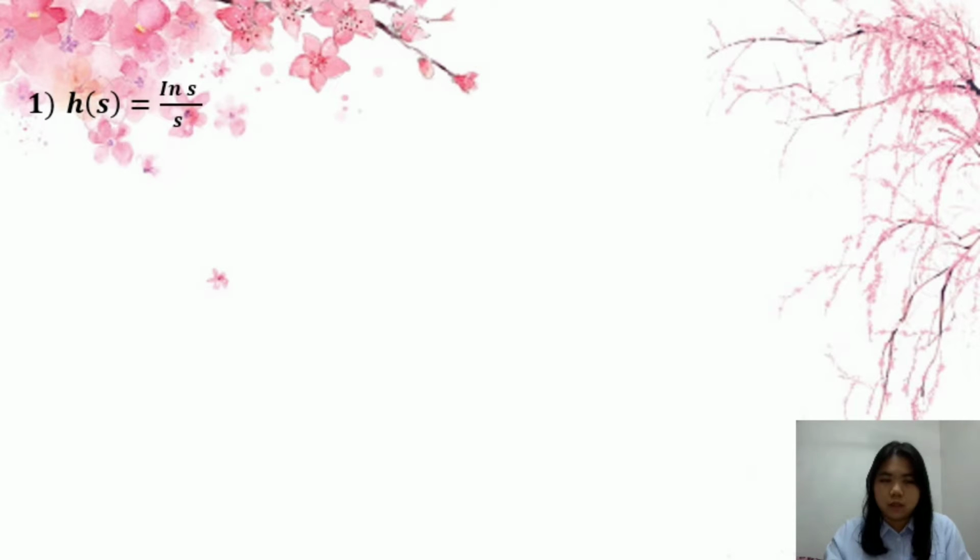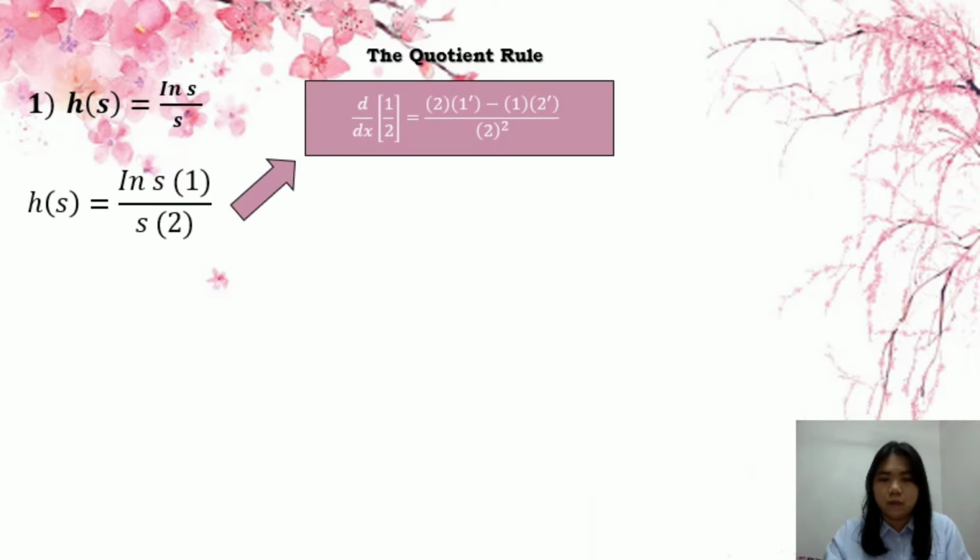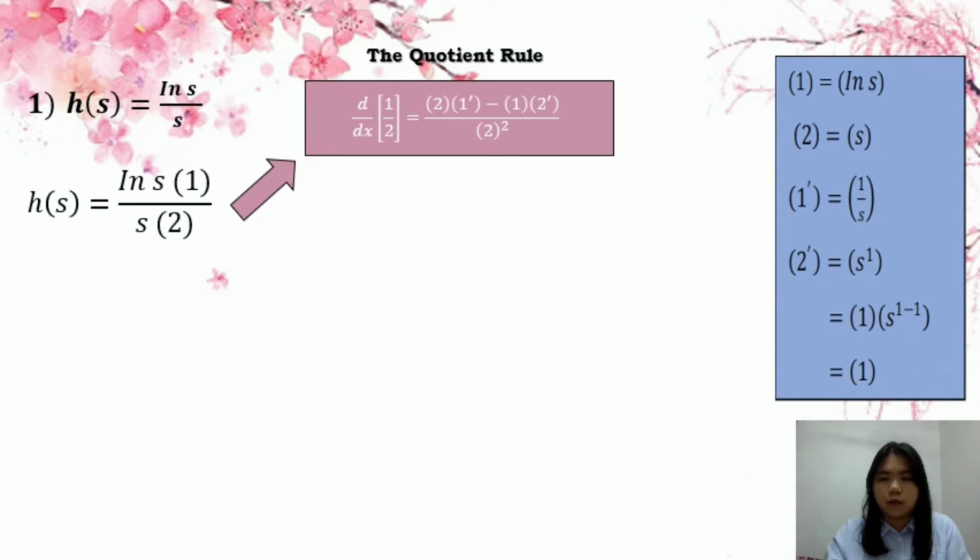Today I would like to explain question 1. Question 1 is given as h equal to ln x over x. So we can use the quotient rule to solve the question. Next, the ln x is u and x is v. After we find u and v, we can find u prime and v prime.